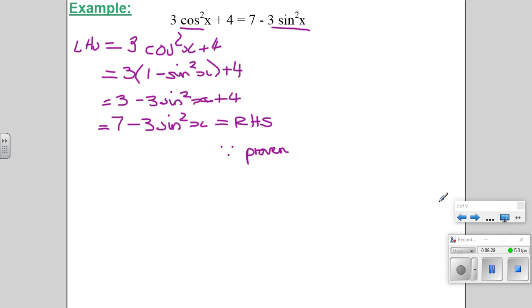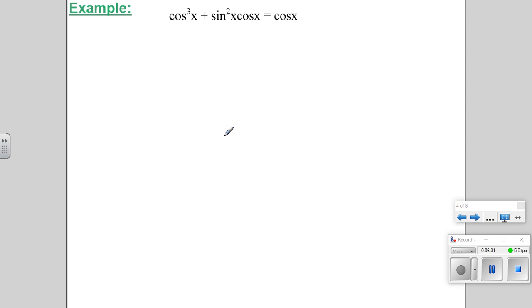Okay, right, moving on to the next example. Although this one looks more difficult, we're still going to go through those exact same steps. So we're going to have our left hand side, and that's equal to cos cubed x plus sine squared x cos x. Right, so anytime you see any kind of expression involving x, the one thing you should be looking for is can we factorize it? And in this case, we can because we have cos x as a common factor.